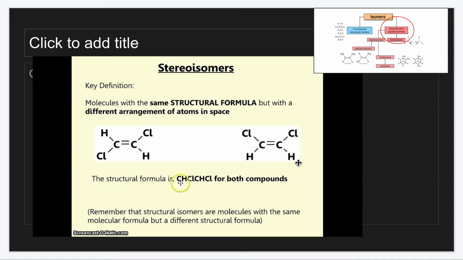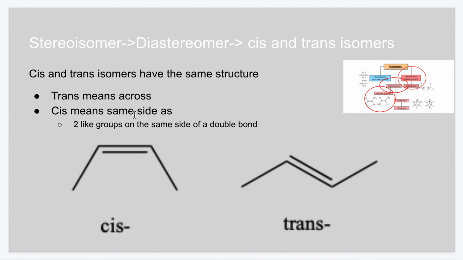The prefix cis means same, and the prefix trans means across. So you can see that these hydrogens are across from each other, and these chlorines are across from each other. And that's how you can identify cis and trans. We kind of talked about that. So here's an example of a cis isomer and then a trans isomer, using that kinked structure, like the organic molecule structure.